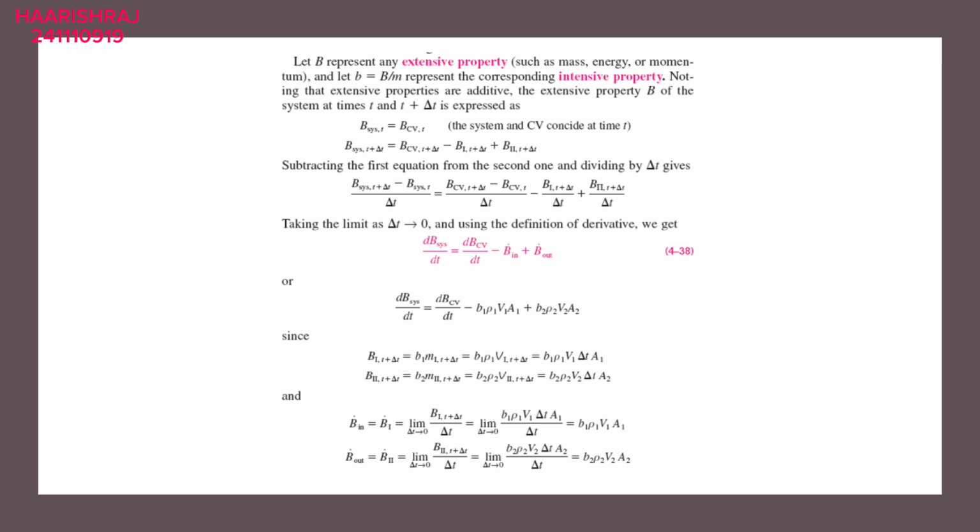Let B represent any extensive property. Before that, let me explain what is an extensive property. Extensive properties depend on the amount of matter. Examples: mass, momentum, energy. The symbol is B. On the other hand, intensive properties are independent of the amount of matter, for example pressure, temperature, and velocity.